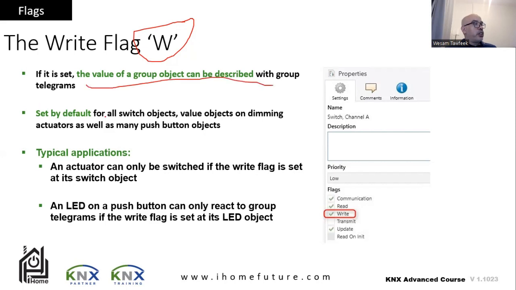By default, for all switch objects, for all actuators, the write flag is on. So an actuator can only be switched if the write flag is set at its switch object. What else do I need to change? Maybe the LED on the push button, because when I press the push button and I get a telegram, a feedback from the switch actuator that I'm on, I also want this LED to reflect the on or off status of the actuator. So the status or the LEDs will also have the write flag on. Mostly this is the minimum for an actuator.